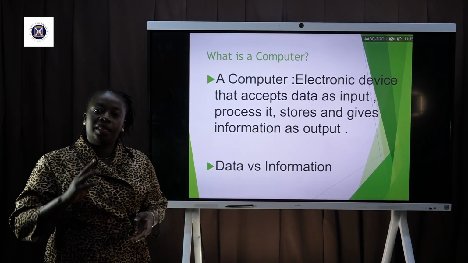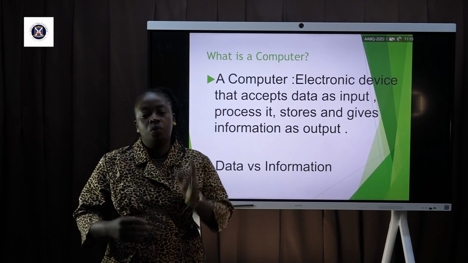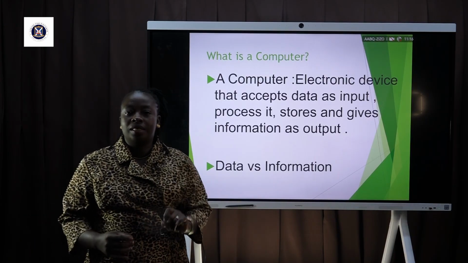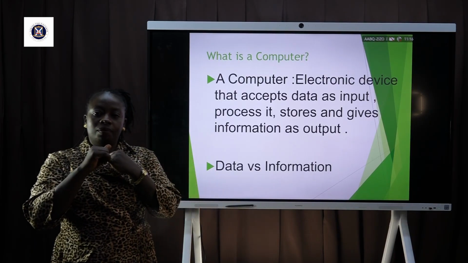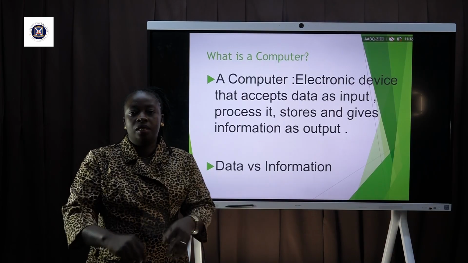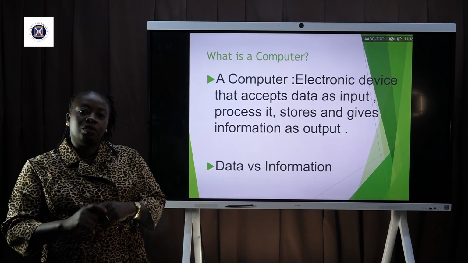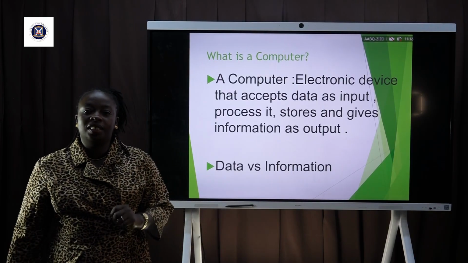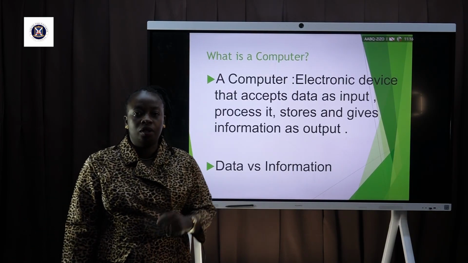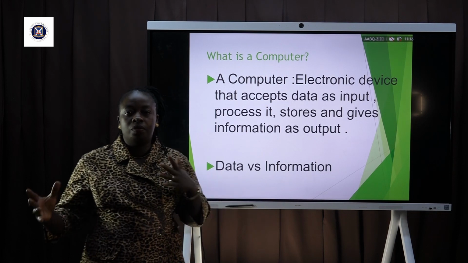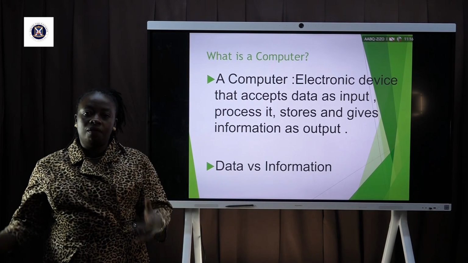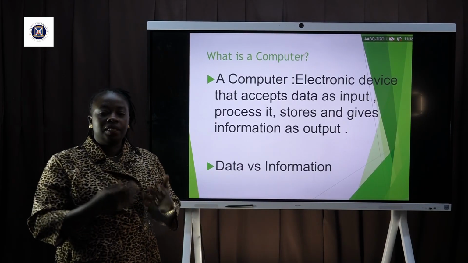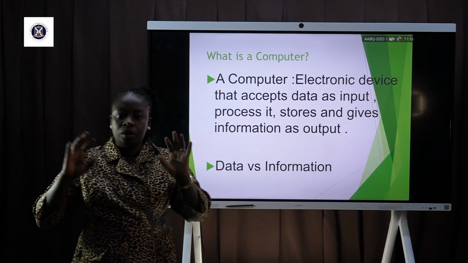Four key things must be highlighted when you are trying to define what a computer system is: ability to accept data, process it, store it, and give out information as output. So let's distinguish between data and information. Let's try and differentiate between what is data and what is information. Data are raw facts. Data are raw facts without meaning.